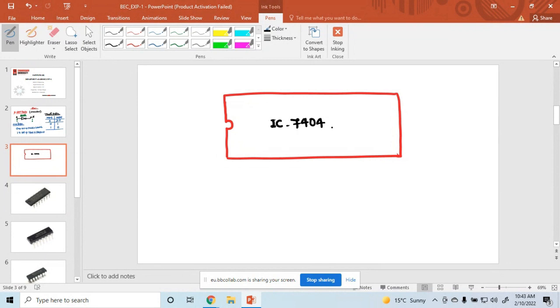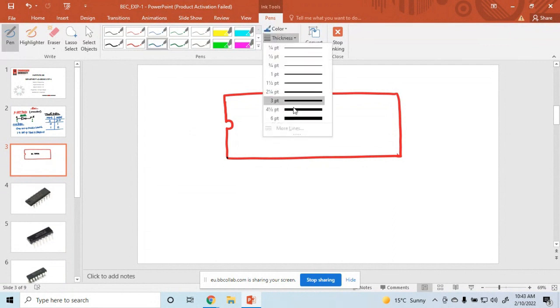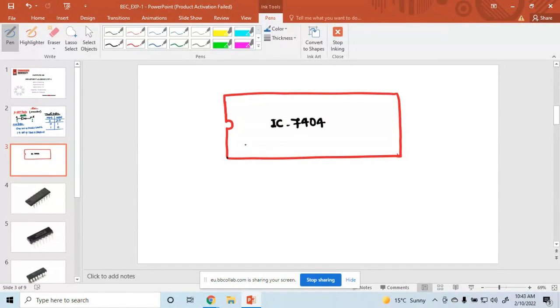Next slide. Yeah, what is the full form? Integrated circuit, very good. So this is 7404, that means NOT gate. And this one is a 14-pin IC. Just first I'm drawing how many NOT gates are connected here. In a single IC, 7404 has 6 NOT gates. 6 NOT gates.